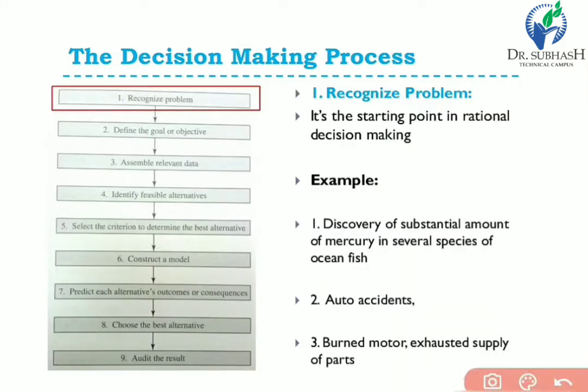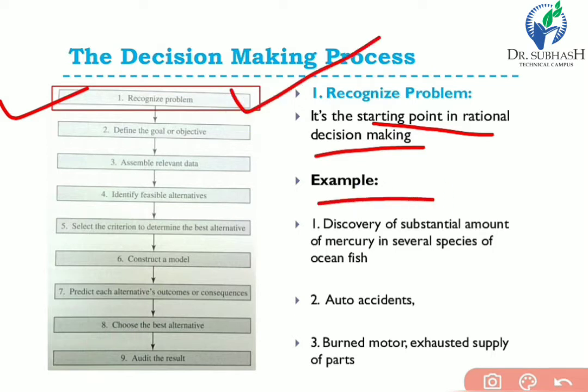First step of the decision making process is recognize problem. Which type of problem has arisen and how to solve it. So it is a starting point in rational decision making, to recognize a problem. Here we show some examples of recognizing a problem.